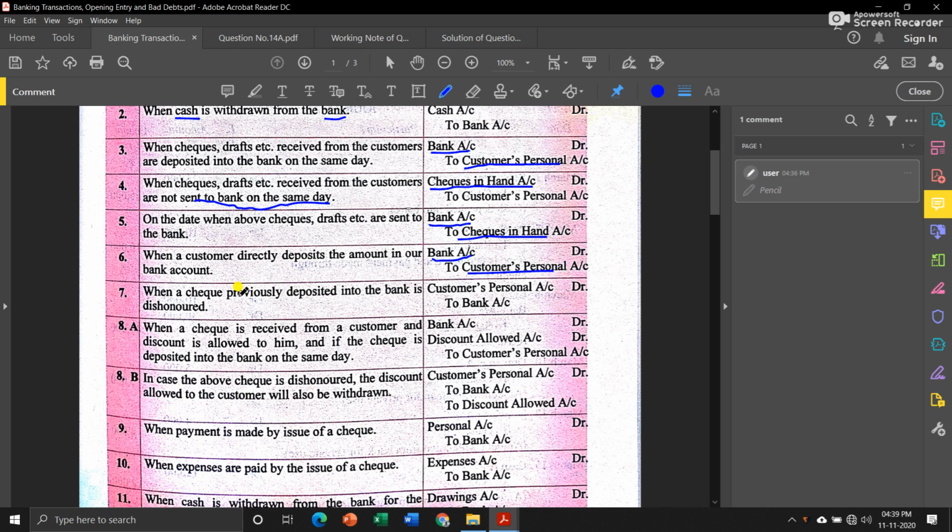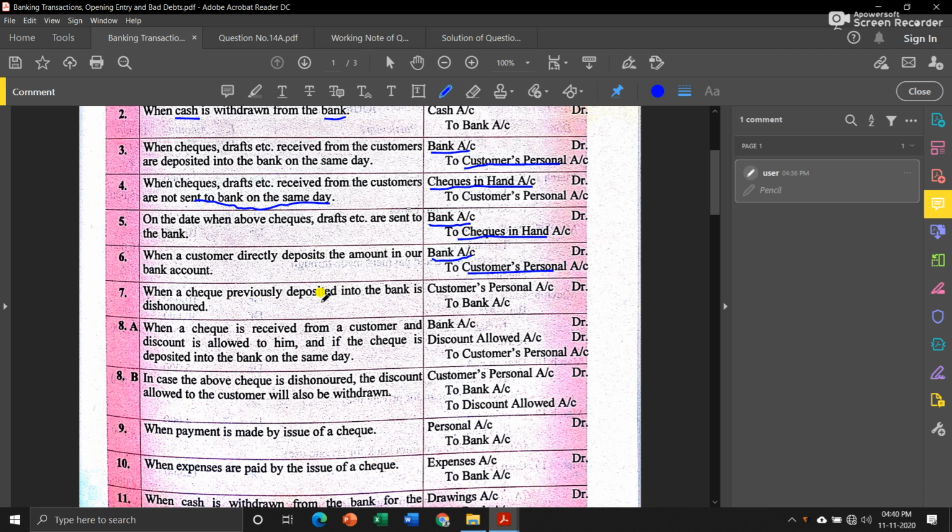The next is when a check previously deposited into bank is dishonored. Sometimes it happens that when we deposit a check into the bank, due to some reasons the check gets dishonored. In that case, the journal entry that we earlier passed while depositing that check into the bank, we will reverse that transaction and pass a journal entry.